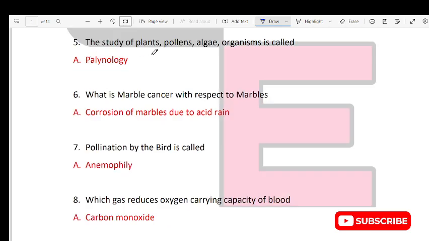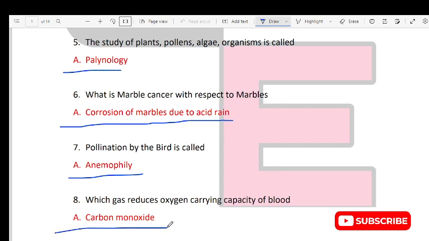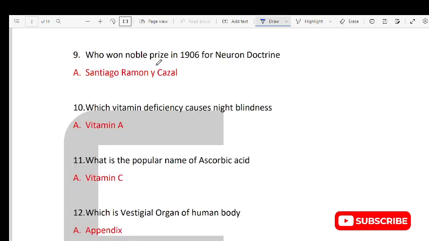5. The study of plants, pollens, algae, organisms is called palynology. Question number 6. What is marble cancer with respect to marbles? Answer: corrosion of marbles due to acid rain. 7. Pollination by the bird is called? Answer: anemophily. 8. Which gas reduces oxygen carrying capacity of blood? Answer: carbon monoxide. 9. Who won Nobel Prize in 1906 for neuron doctrine? Answer: Santiago Ramon y Cajal.